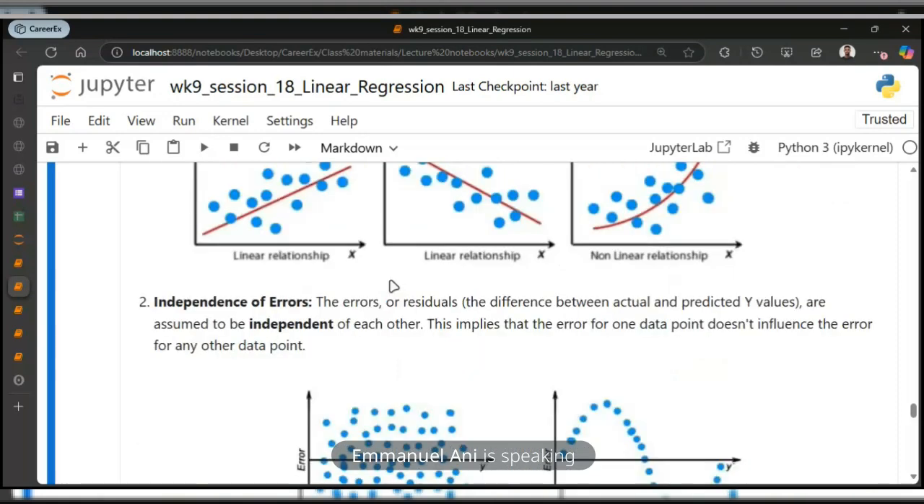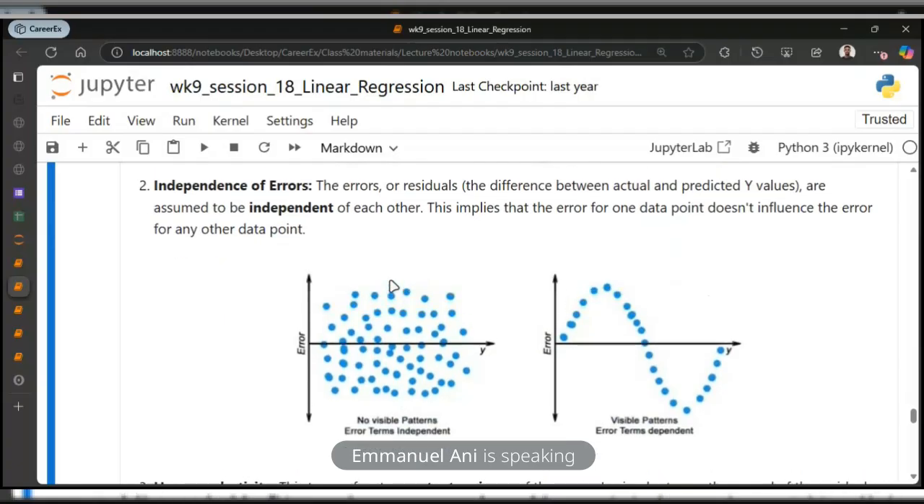The second assumption is independence of errors. So now we have what we call errors or residuals. The errors that we calculated initially, most times they're called residuals, but they're also called errors as well. But let's just call them residuals. I need you to get familiar with some of this terminology. Technically they're not the same thing, but for the sake of simplicity, residuals are basically the difference between the actual and the predicted value. So the same thing I said as errors before is what we are calling residuals now.